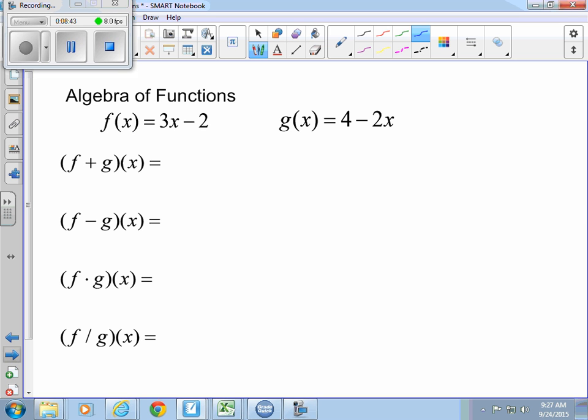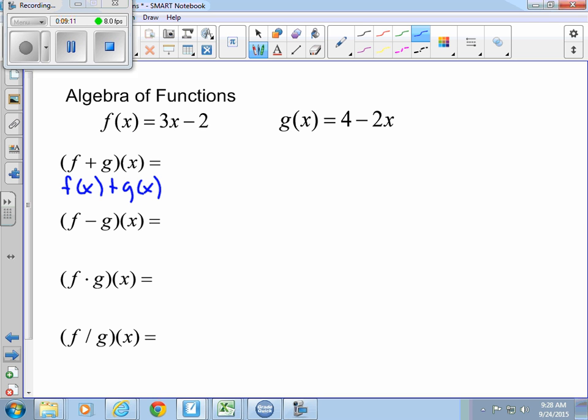When you see F plus G of X, it does not mean F plus G times X. It means F of X plus G of X. So this really means F of X plus G of X. Sometimes people try to multiply X by it. So it doesn't mean F plus G times X, it means F plus G of X. And so X is just a variable.